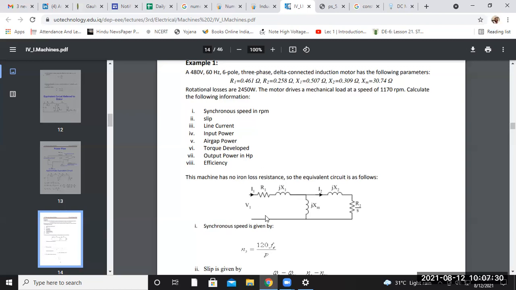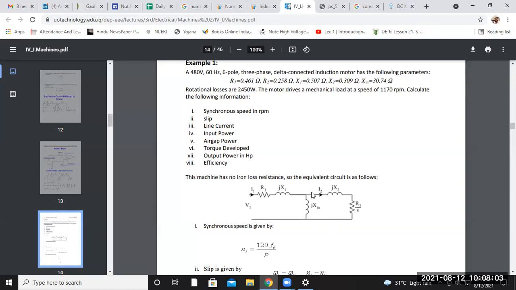So we have to first draw the equivalent circuit diagram of this machine. The equivalent circuit diagram of the induction machine is this. The supply voltage given is 480 volt. Then there is the stator resistance R1, given as 0.461 ohm. Then there is the stator or primary reactance X1, which is 0.507 ohm. Then there is the magnetizing reactance, the core part of the machine, having the value Xm as 30.74 ohm.